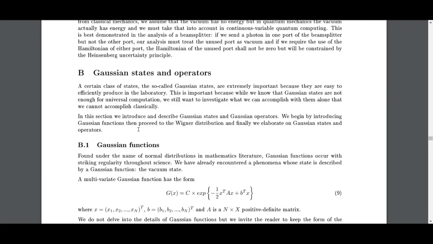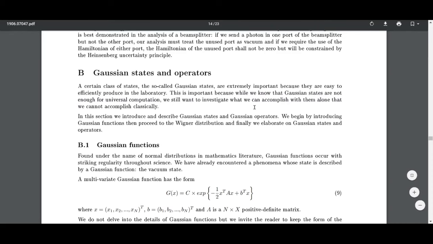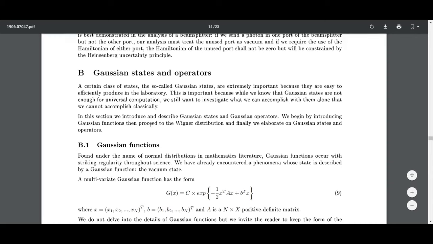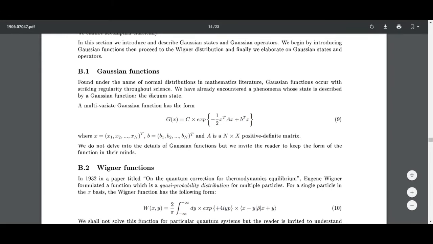Gaussian states and operators. A certain class of states, the so-called Gaussian states, are extremely important because they are easy to efficiently produce in the laboratory. While we know that Gaussian states are not enough for universal computation, we still want to investigate what we can accomplish with them alone that we cannot accomplish classically. In this section, we introduce and describe Gaussian states and Gaussian operators. Gaussian functions are found under the name of normal distributions in mathematics literature. Gaussian functions occur with striking regularity throughout science, for example in the vacuum state.